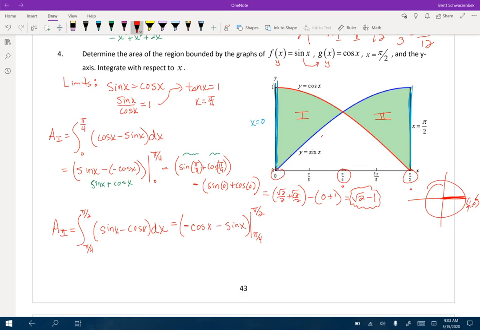We can then evaluate that without any issues. We could take out a negative to make life easier for us. I don't think it really matters too much, per se. So I'll just do it as is. So we're going to do negative cosine of pi over 2 minus the sine of pi over 2. And then that's going to be minus negative cosine of pi over 4 minus the sine of pi over 4.